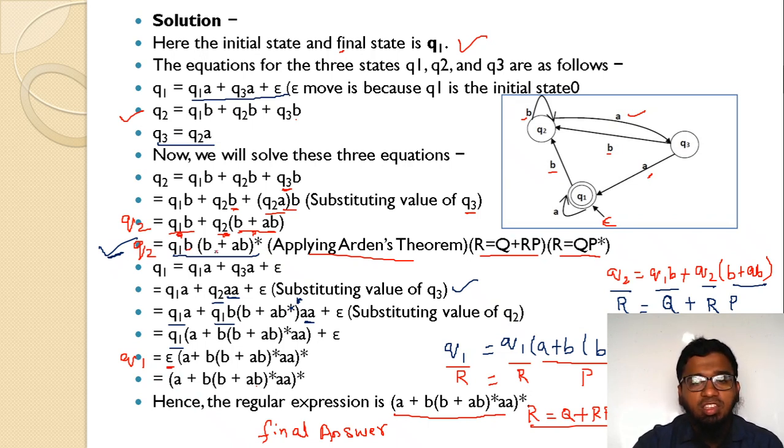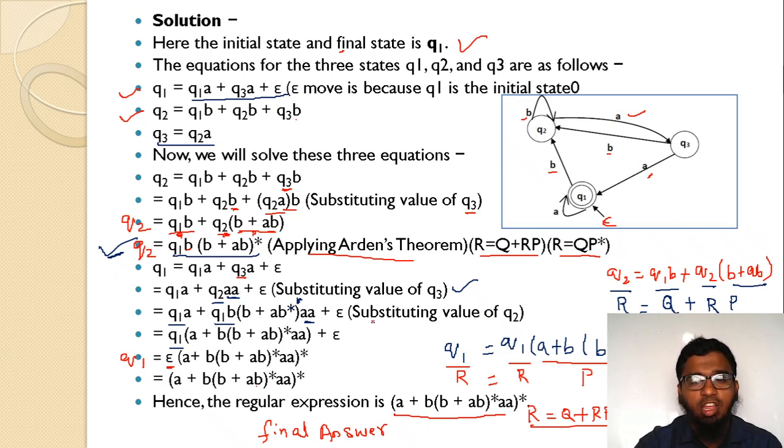Why are we not saying this is the final regular expression? Because Q1 B is also there, and we did not substitute here. So because of that, again we take the next equation, Q1. Q1 is equal to Q1 A plus Q3 A plus epsilon. Here Q1 A stays, we substitute Q3 as Q2 A, and the A is as it is.